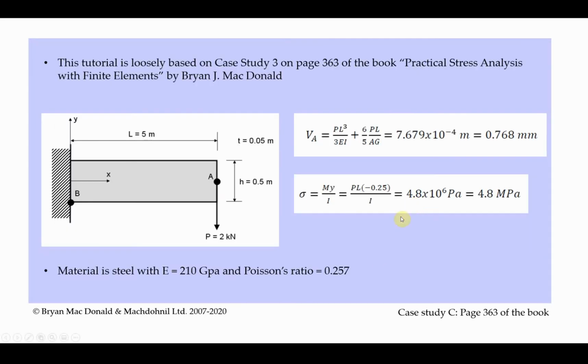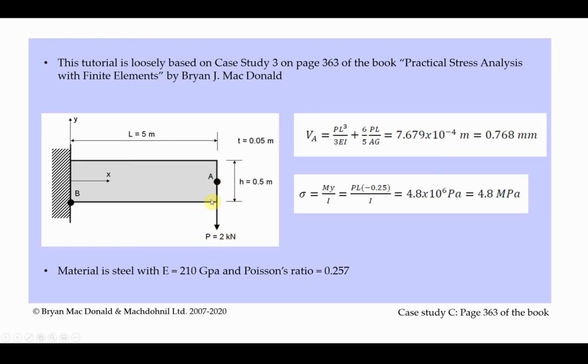So if we look in the book at case study C on page 363, we're presented with something like this. We're presented essentially with a beam problem. So we have a beam that's cantilevered into a wall at one end. It's 5 meters in length. It's got a height of 0.5 meters and a thickness of 0.05 meters. And it undergoes a vertical downward load of 2 kilonewtons at its tip.